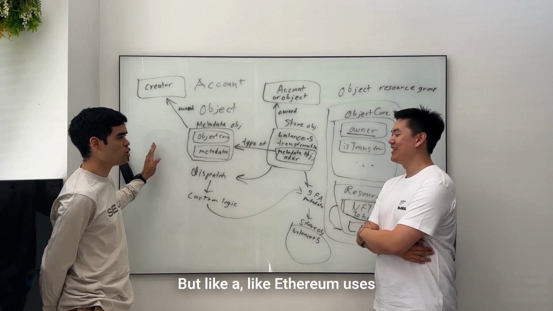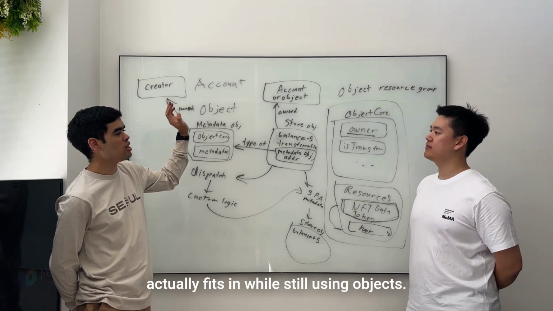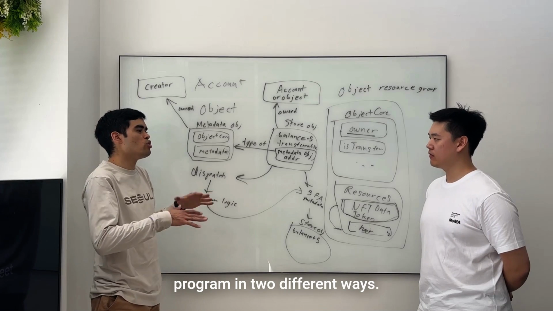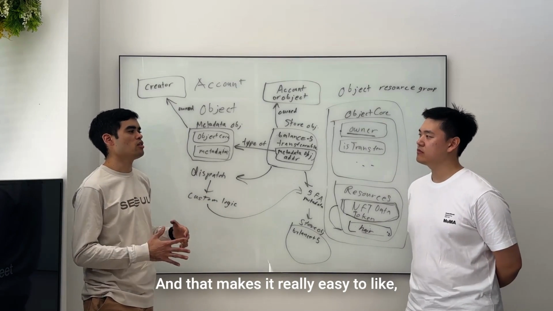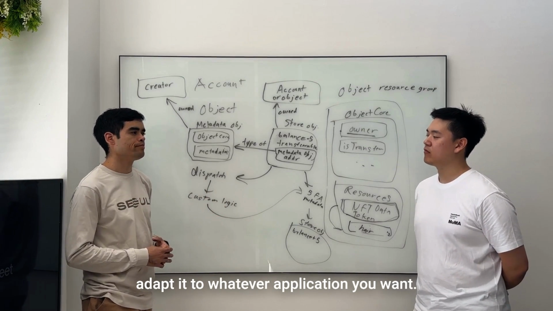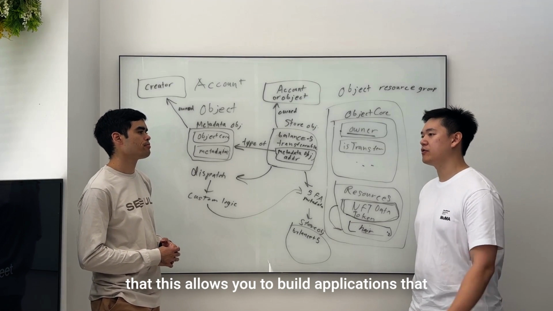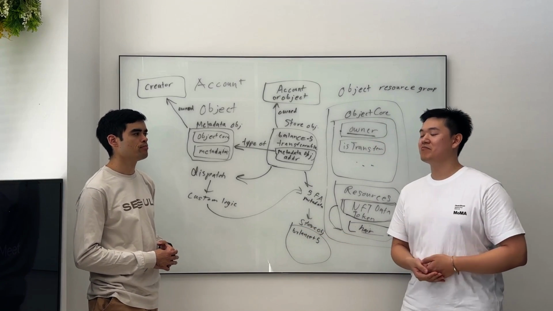Like Ethereum uses an account model. This is a way that the account model actually fits in while still using objects, which allows you to program in two different ways, depending on your use case. And that makes it really easy to adapt to whatever application you want. I think this is what makes Aptos unique, in that this allows you to build applications that are just not possible on other blockchains.